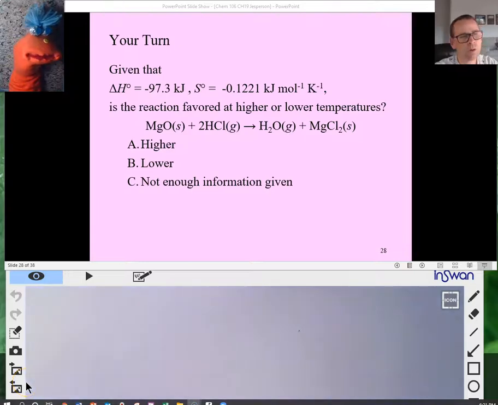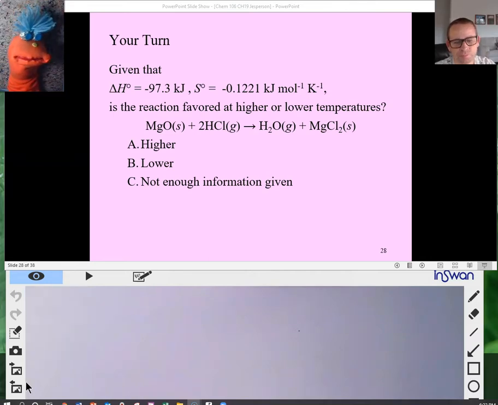All right, so we just finished having a nice problem where we took the delta H from tabulated values, delta S from tabulated values, and we calculated what a delta G was at a given temperature. Now, given that we have this delta H and our S value here for our chemical reaction, is the reaction favored at higher or lower temperatures?